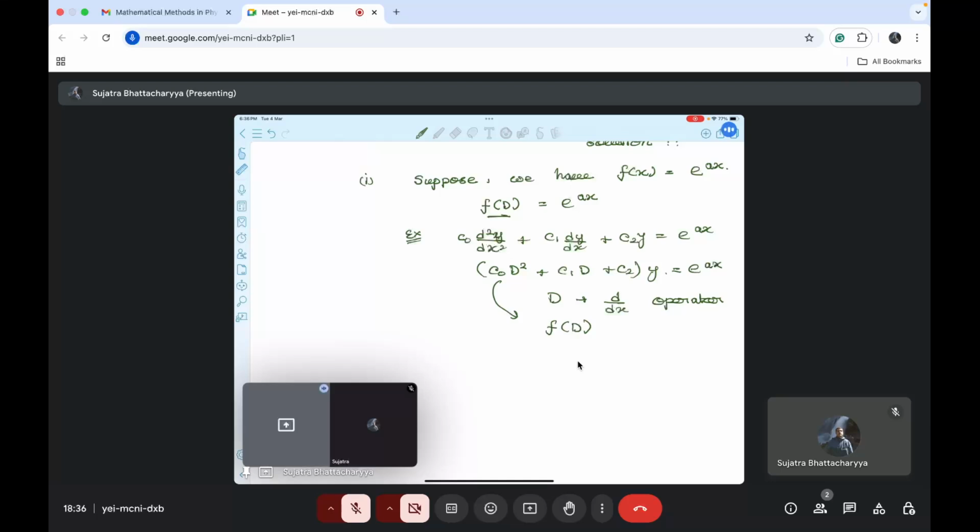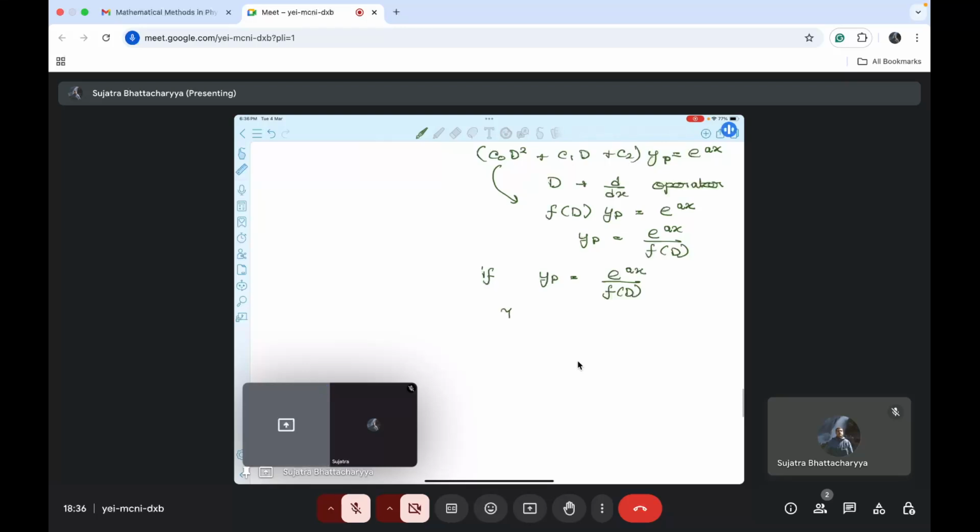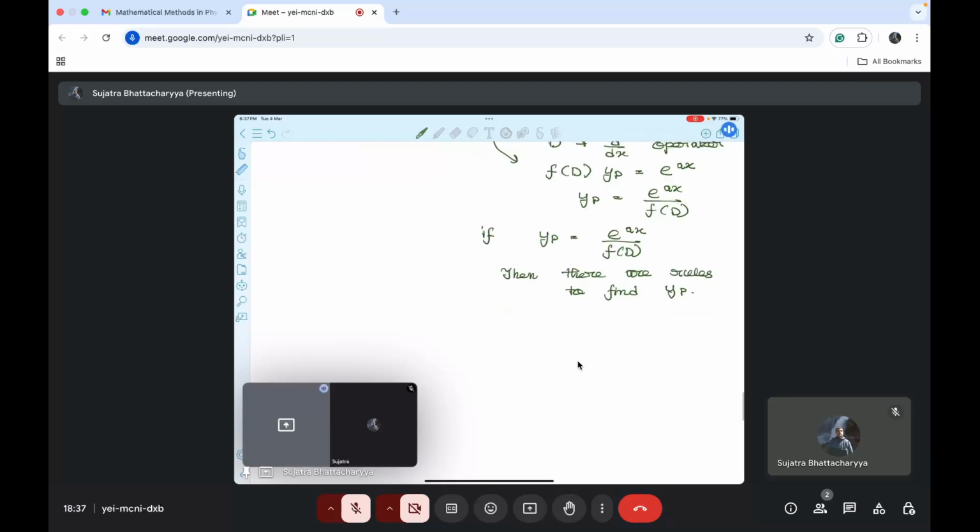And this is the particular solution yp. So f of D yp is equal to e to the power ax. So yp is equal to e to the power ax divided by f of D. So if yp is equal to e to the power ax divided by f of D, then how to find it out? There are rules to find yp. So what are those rules? Let's see.